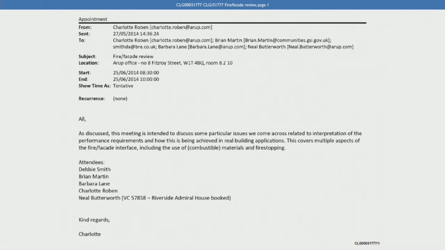Do you remember going to that meeting? I remember going to a meeting with Arup, but I don't remember Brian Martin being there. And I do recall, I think Sarah Colwell was there. Do you know who initiated that meeting? I mean, clearly, mechanically, it had been Arup, but do you know who initiated it? No, I don't. Do you know what the previous discussions were to which Charlotte Robin refers in the first line of this email? No, I don't think I'd had any discussions with Charlotte at all.